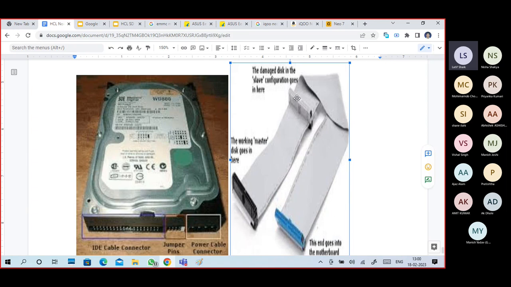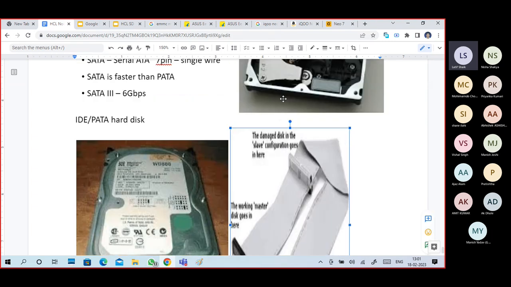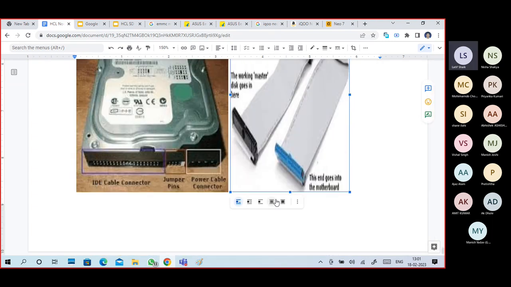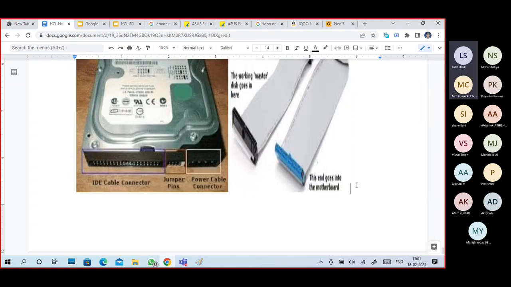But we have two connectors like this on the other side. It means you can connect it to hard disks. So you can connect two hard disks, or two CD-ROMs, or one hard disk and one CD-ROM. Two drives we can connect, either hard disk drives or CD-ROM drives or both. Okay, so this is the IDE hard disk, which we used in earlier days.